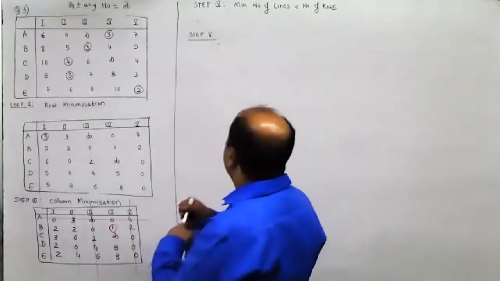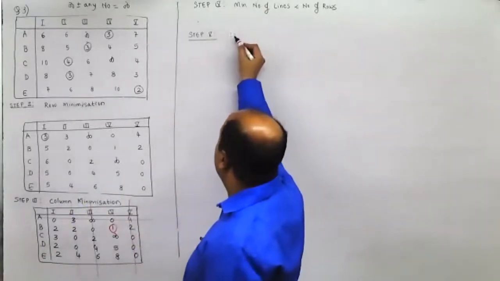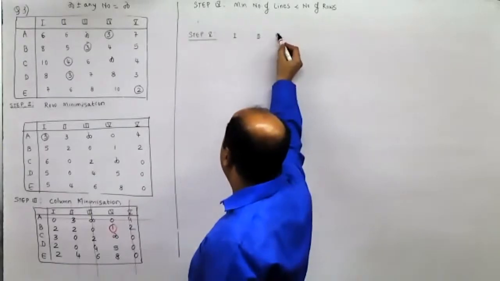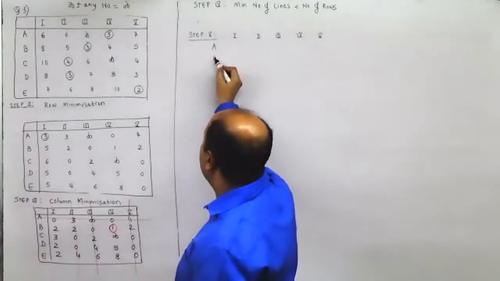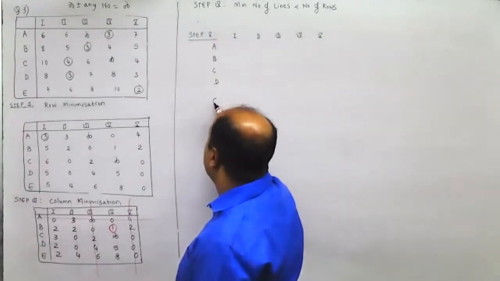Step 5 would be your 1, 2, 3, 4 and 5. This would be A, B, C, D, and E.